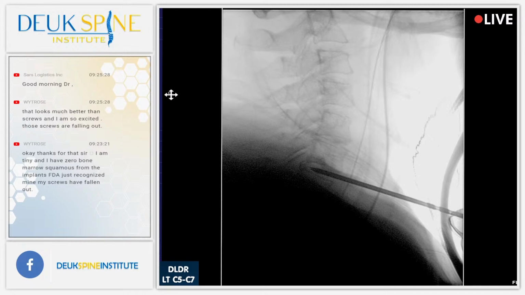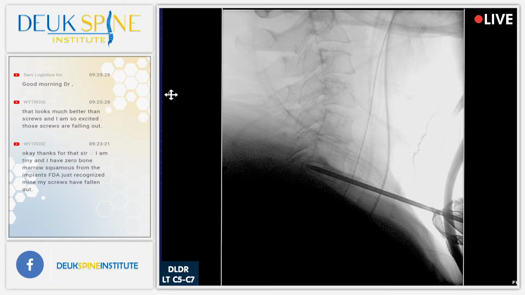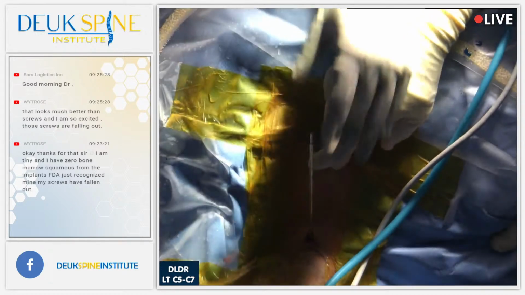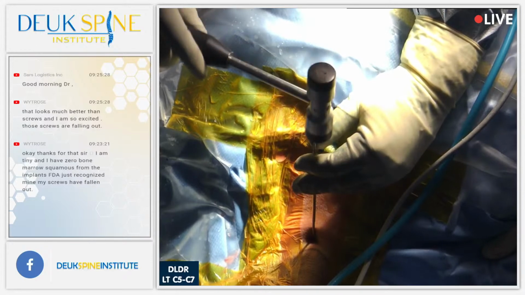I could feel it. Now we're at the back of the disc, right where the herniation is. And that's where I want to leave my dilator. Now sometimes the disc will push the dilator out. Shot. Yeah, see that? It pushed the dilator out. Just a little bit. We don't want that.